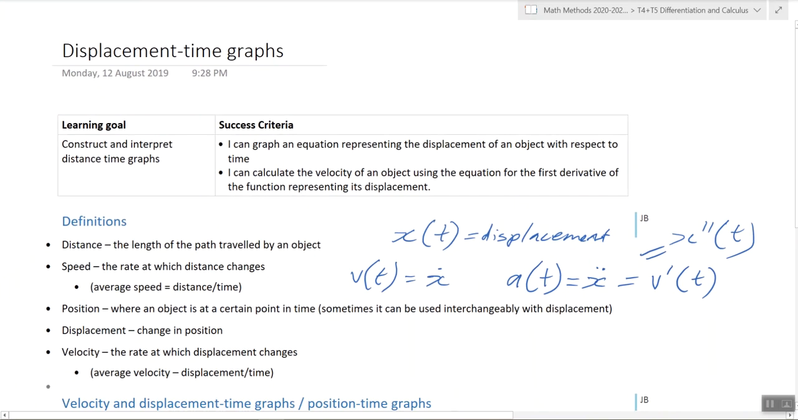Okay, so here's a bit of a summary of the definitions. I'm not going to really go over them because I'm hoping you've remembered them from grade 10 and 11 science, okay?